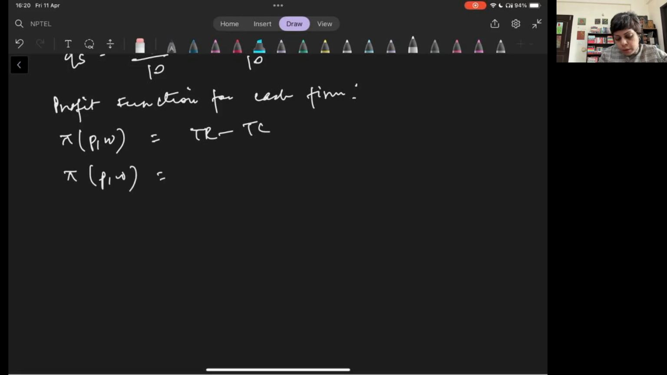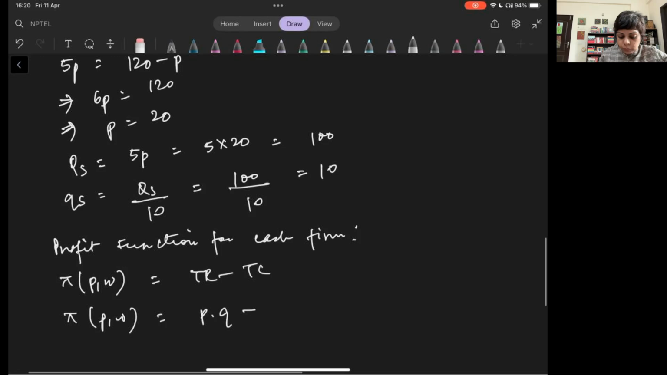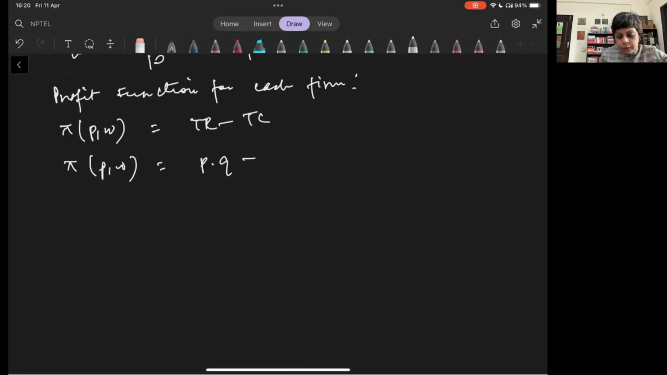This is P into Q minus, we are given the cost function already. What was that? 25 plus Q squared, right? Now we have P and we have Q. Right now we want to find, what do we want to find? We want to find the profit function in terms of prices. Profit function means profit in terms of prices. Prices meaning input and output prices. In this case, we don't need W. We are not given W and we don't need W, but P we are given.